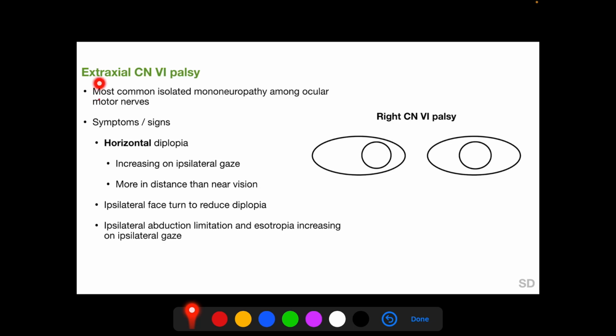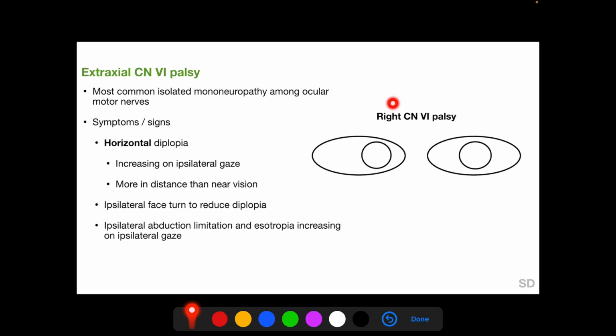Now we come to an extra-axial sixth cranial nerve palsy, and this is the most common isolated mononeuropathy among the ocular nerves, and the symptom with which the patient presents is a horizontal diplopia. In a horizontal diplopia, the two images seen by either eye are separated horizontally, and the separation increases on ipsilateral gaze, and the separation also increases in distance vision as compared to near vision. To reduce the diplopia, the patient may assume an ipsilateral face turn, and on examination we find an ipsilateral abduction limitation and esotropia increasing on ipsilateral gaze.